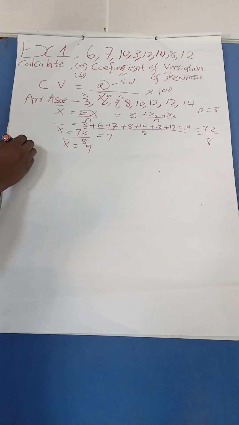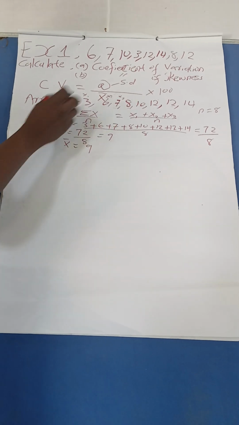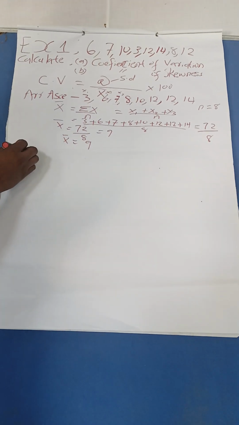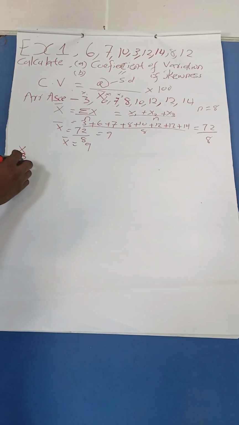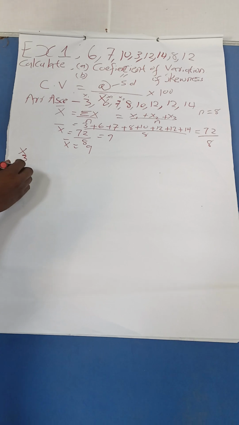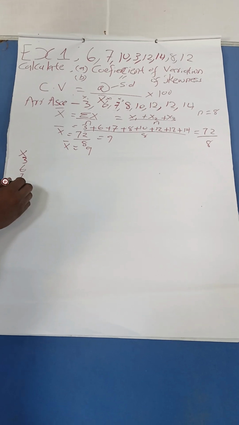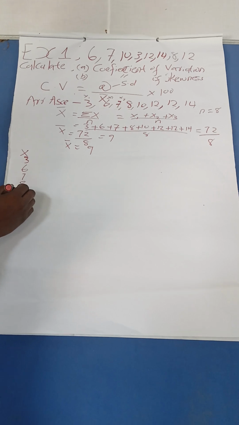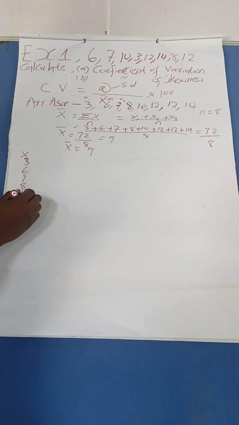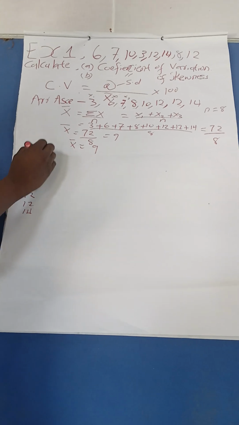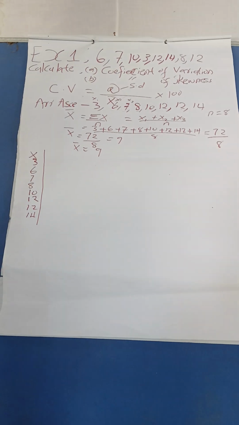So I'll call this one x. And this x now represents the values of items that have been given here. So my first x will be 3. Then I will have 6, 7, 8, then 10, and 12. 12 because there are 2. Then 14. Good. So that is the first column.